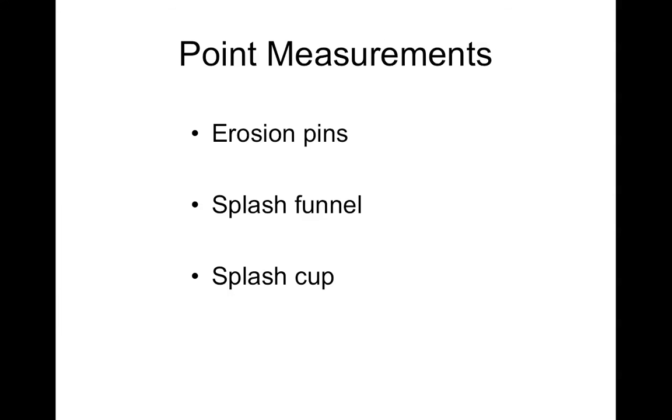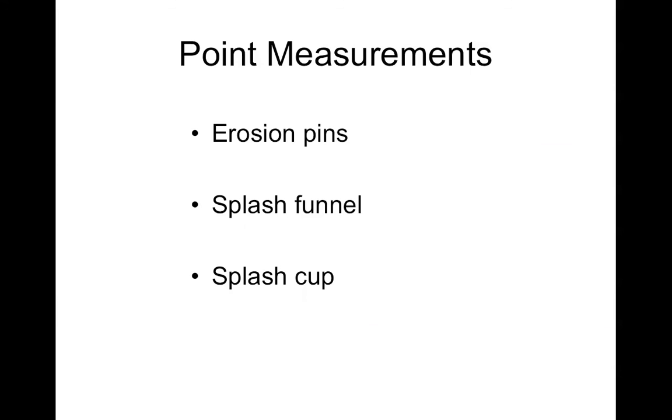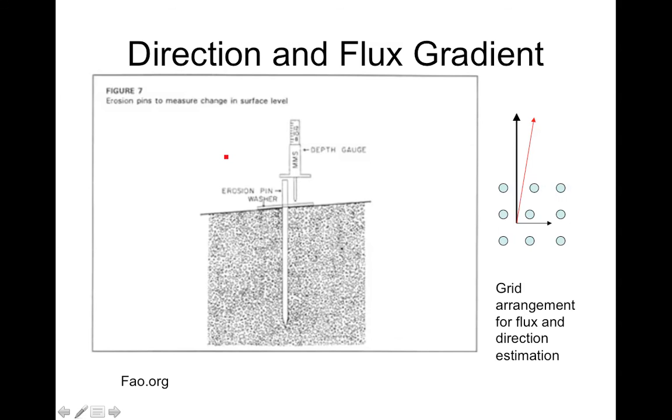And then there are point measurements that I've seen some of you try in the lab using erosion pins, splash funnels or splash caps, for example. So, for example, we could push an erosion pin into the soil, and if it's been eroding, we can measure the change in height of that erosion pin over time. If it's depositing, then we can measure the height of soil above the pin, as the soil has moved up a pin, for example.